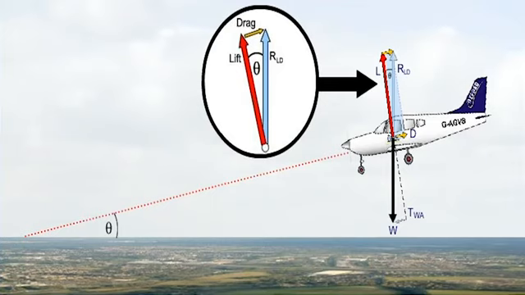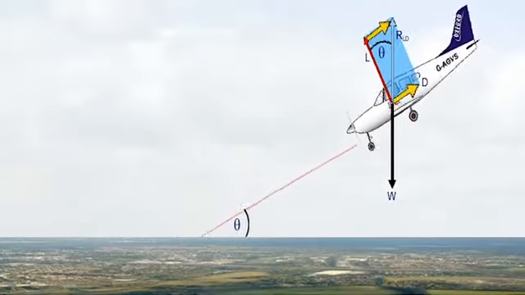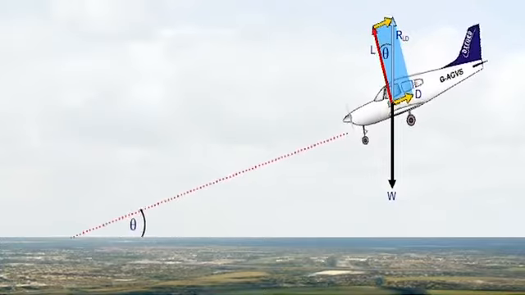It's clear that the smaller the angle theta, the shallower will be the aircraft's glide angle, and consequently the better will be the aircraft's gliding range. Theta becomes smaller as the ratio of lift to drag, normally referred to as the lift-drag ratio, gets higher.